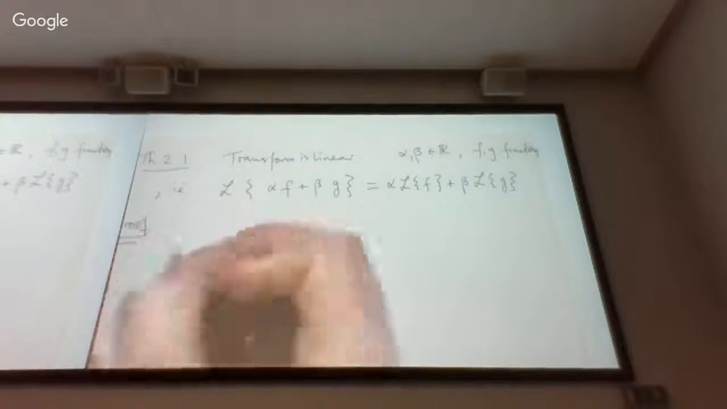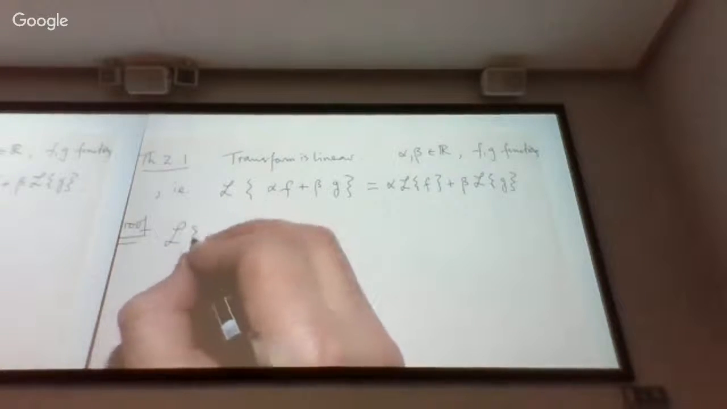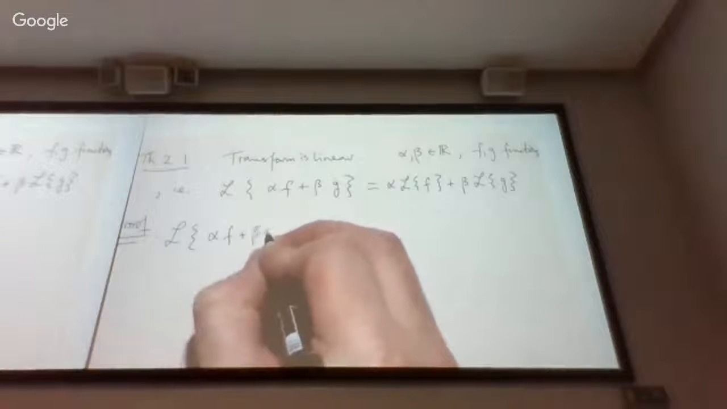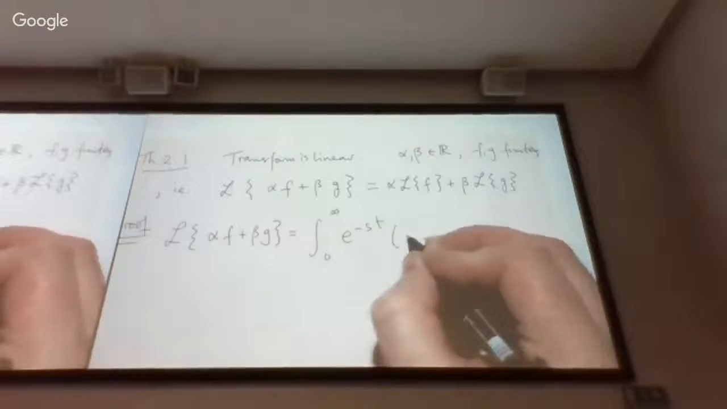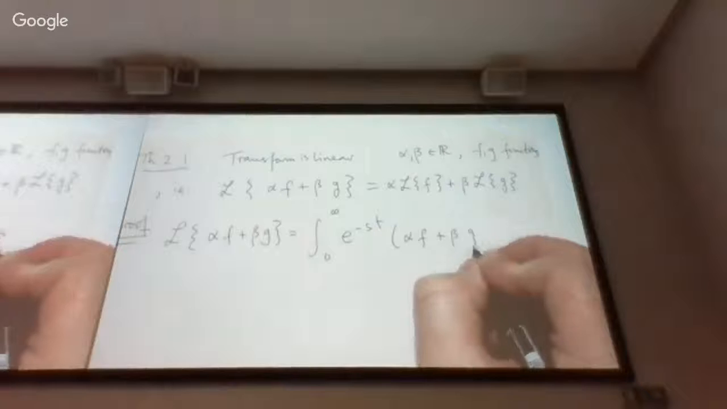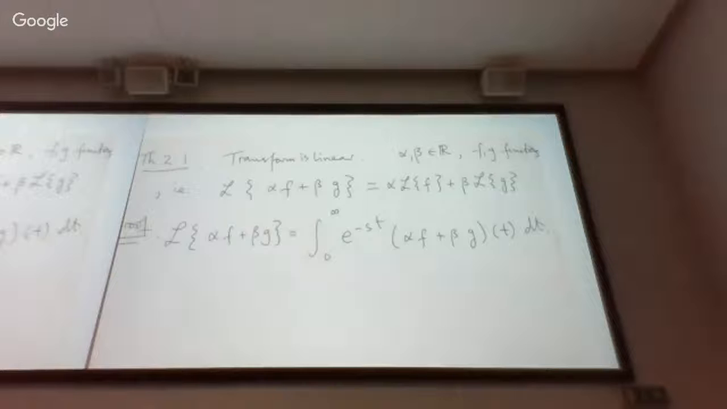Now, what do we consider the proof of that? Well, the Laplace transform is really a certain type of integral. We're just going to make use of the known fundamental property that integration is itself a linear operation. So when you take the Laplace transform of alpha f plus beta g, by definition, you're taking a certain integral of this exponential e to the minus st multiplied by alpha f plus beta g evaluated at t, dt. This is the integral you're performing according to the definition.